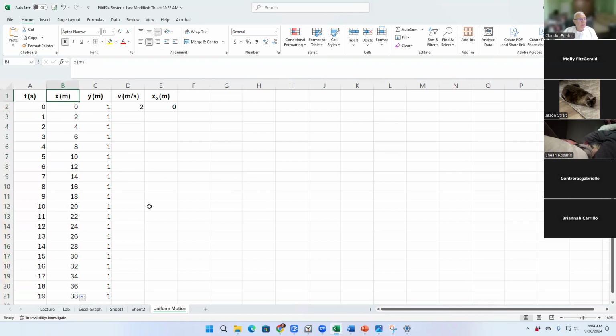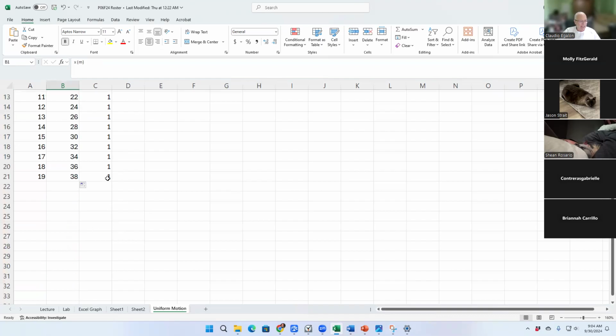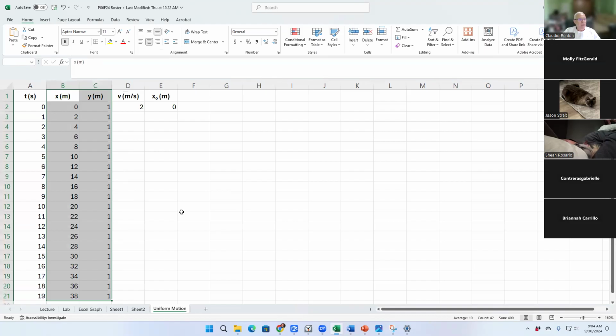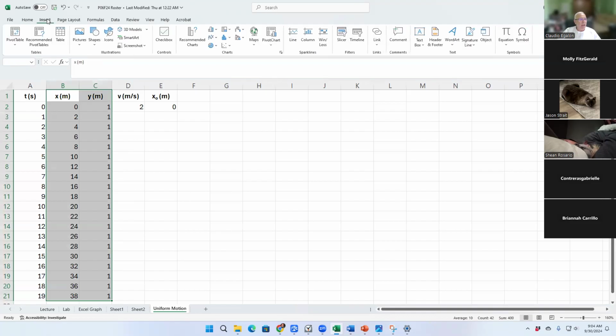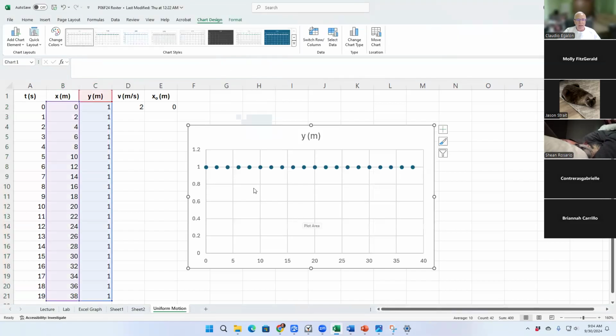And now what do we do? The little trick here is to plot x and y, okay? And now you have the path of the particle in the x and y plane. When I plot, see that? That's uniform motion. See, the distance between each of those points is the same.